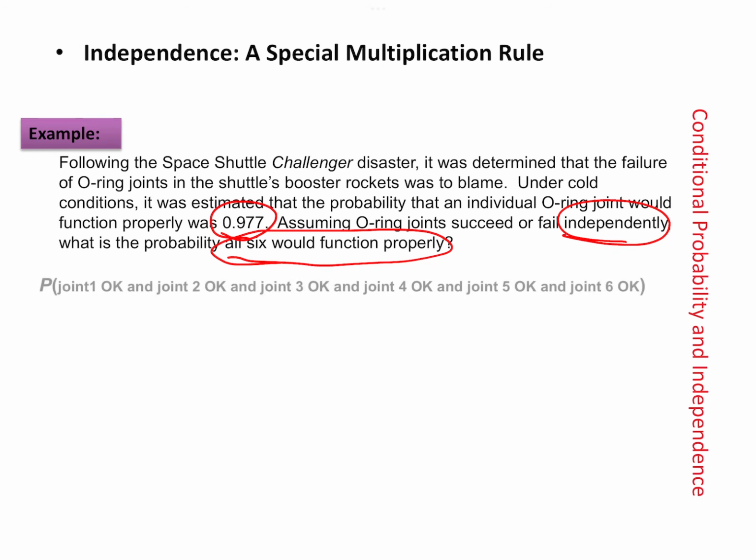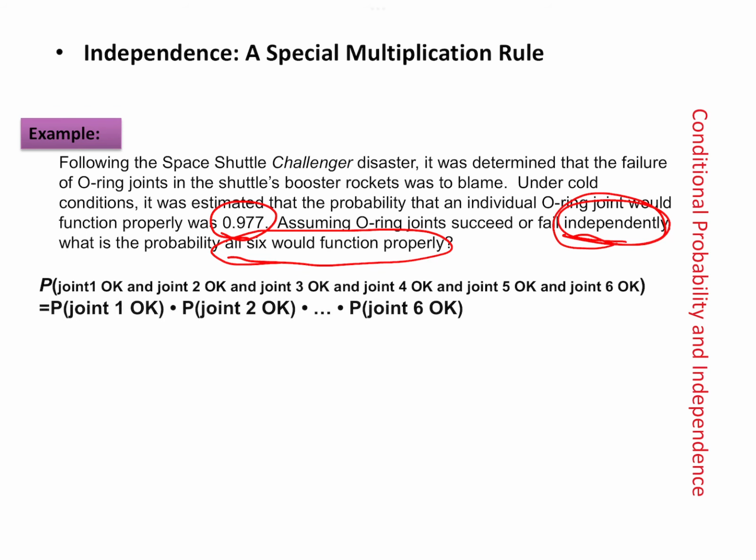For them to function properly, that means I would have joint 1 is okay, and 2, and 3, and 4. Since they're independent, we can multiply all those probabilities together. So probability of joint 1 times 2 times 3 all the way through 6. I multiply all those probabilities together, and I get 0.87 as our final answer. So if you know they're independent, finding A and B can be a lot easier than when we were looking at tree diagrams and things that were not independent.